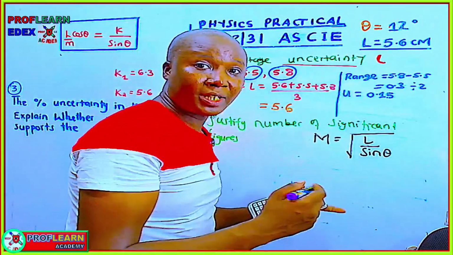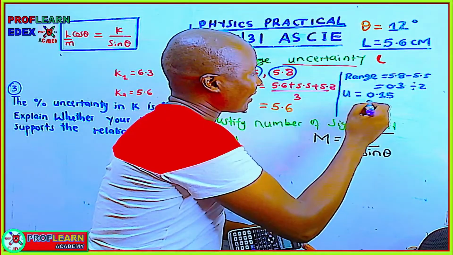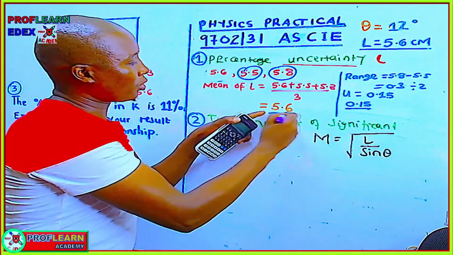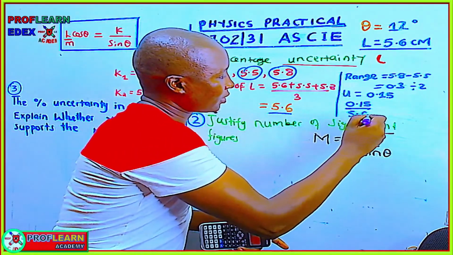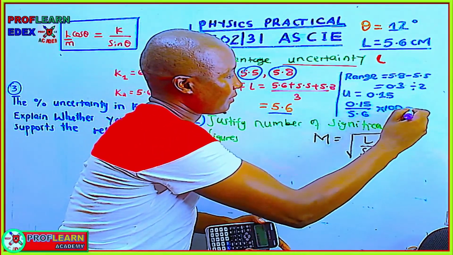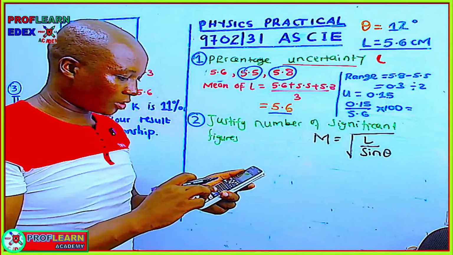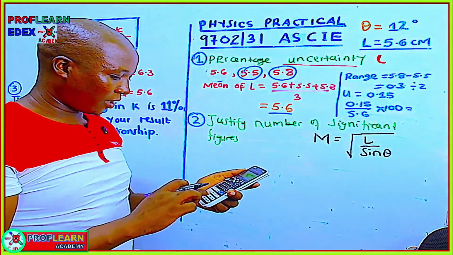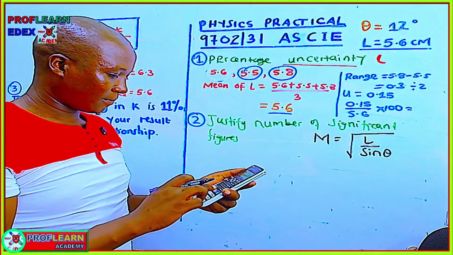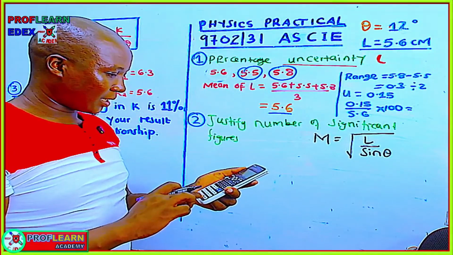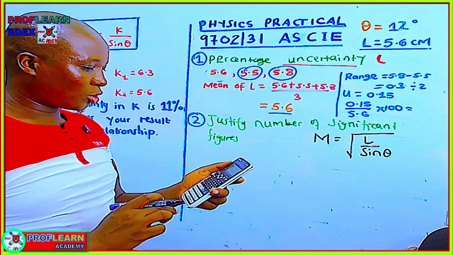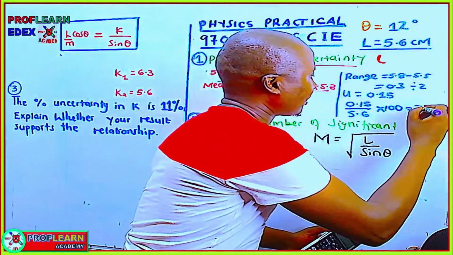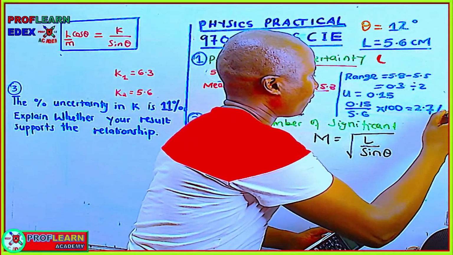So once you have the uncertainty, you are going to say uncertainty, which is 0.15, over the mean that you had gotten, which is 5.6, times 100. And if we work it out, 0.15 divided by 5.6 times 100 is going to give us 2.7. So your percentage uncertainty is 2.7%.